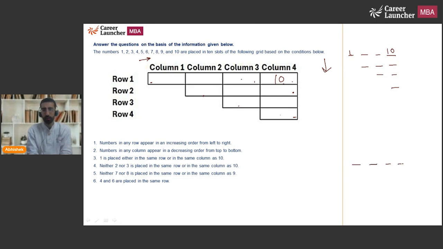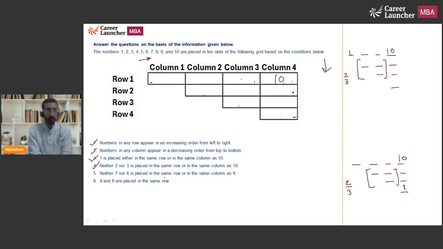Right, 10 is fixed. Great. This has been done. Neither 2 nor 3 can be placed in the same row or same column as 10. So same row, same column is done. Where can 2 and 3 come? Only here. No other possibility. This is the only place for 2 and 3. The same way, even in the second case, the only place for 2 and 3 is here. Right. So out of these 3 cells, 2 have to be occupied by 2 and 3.